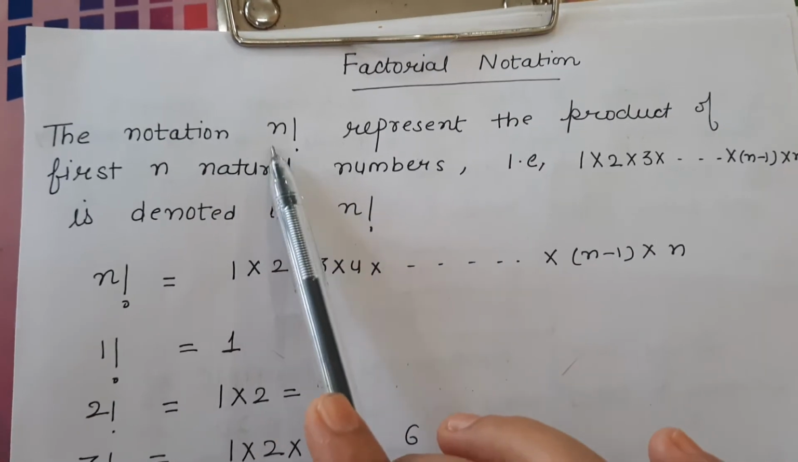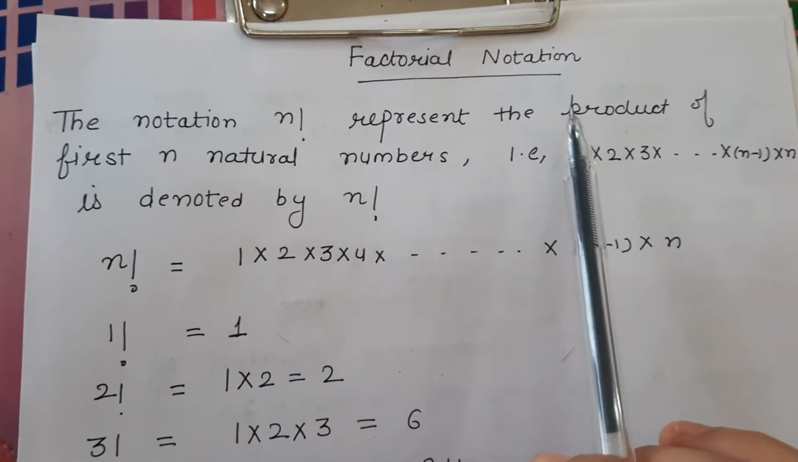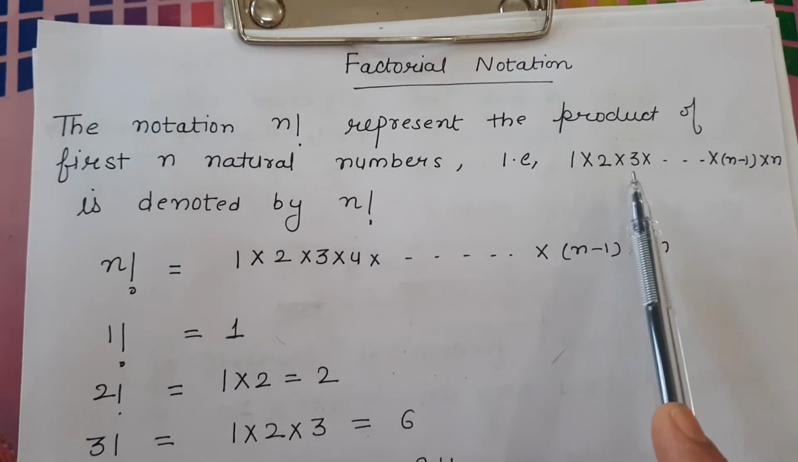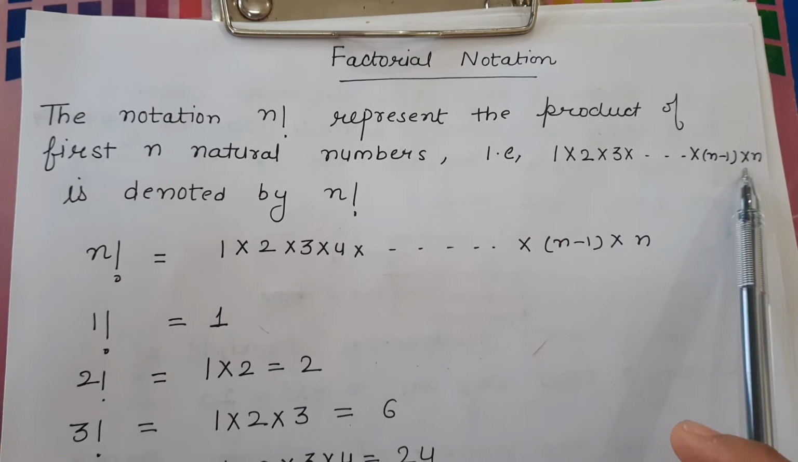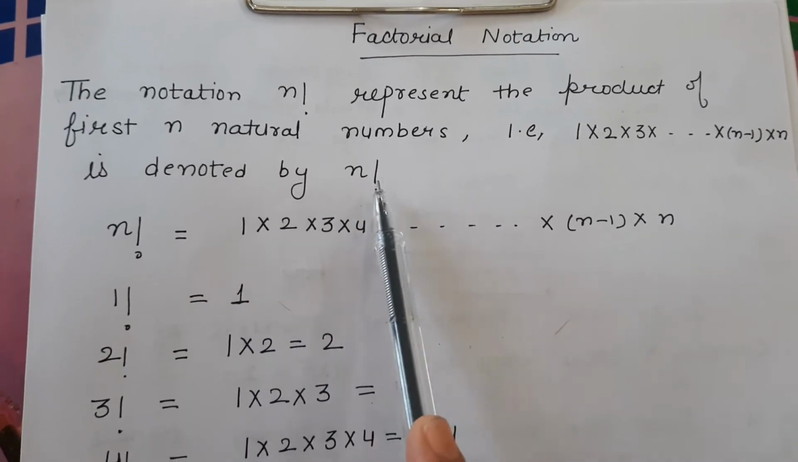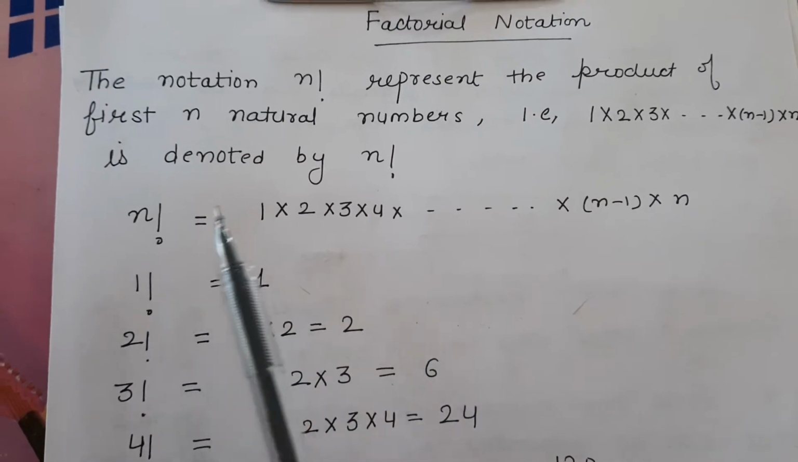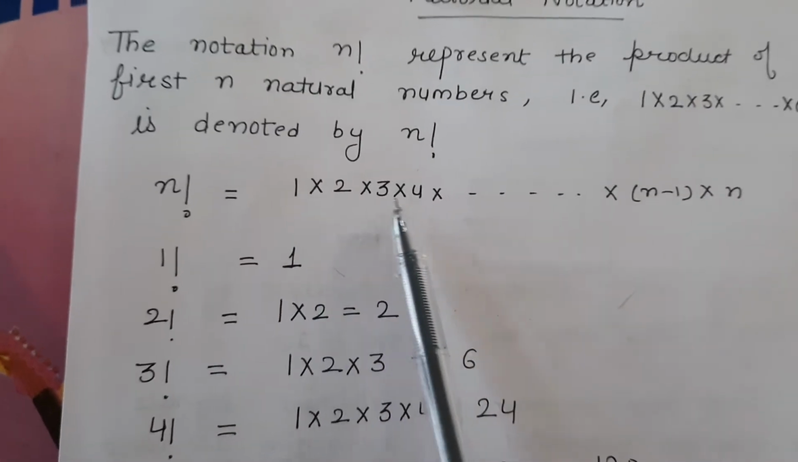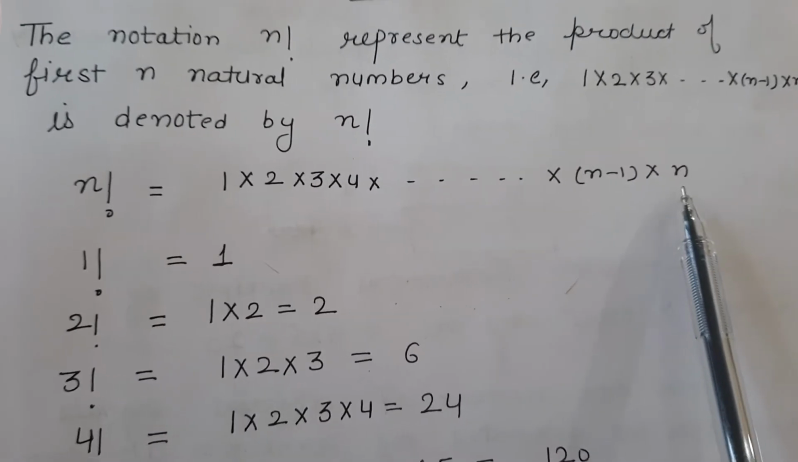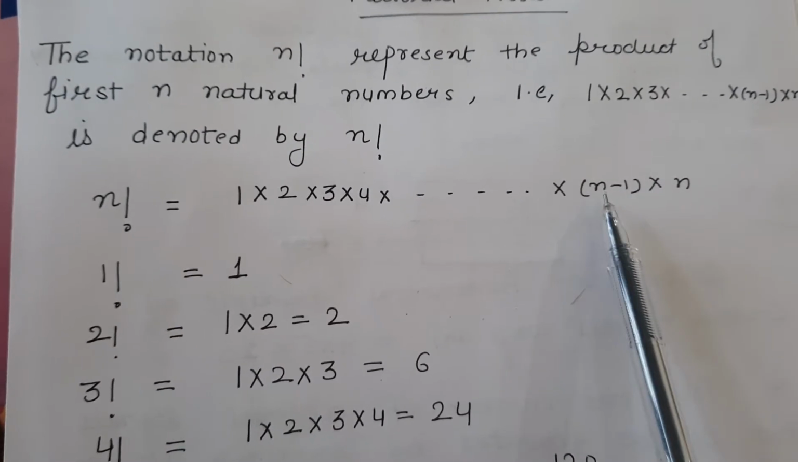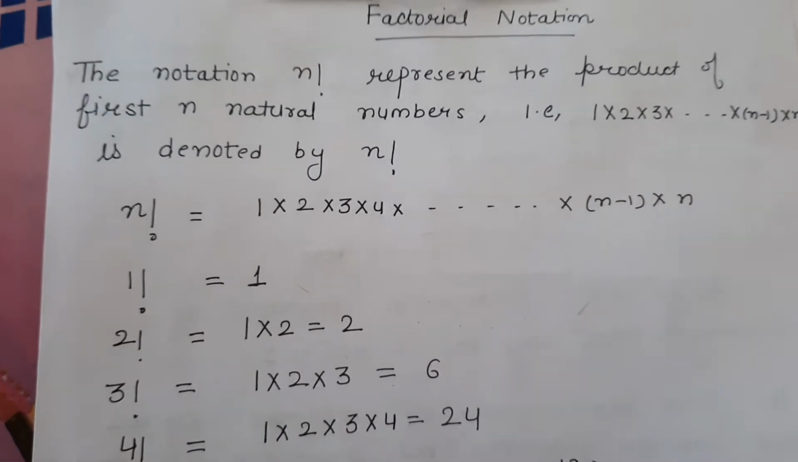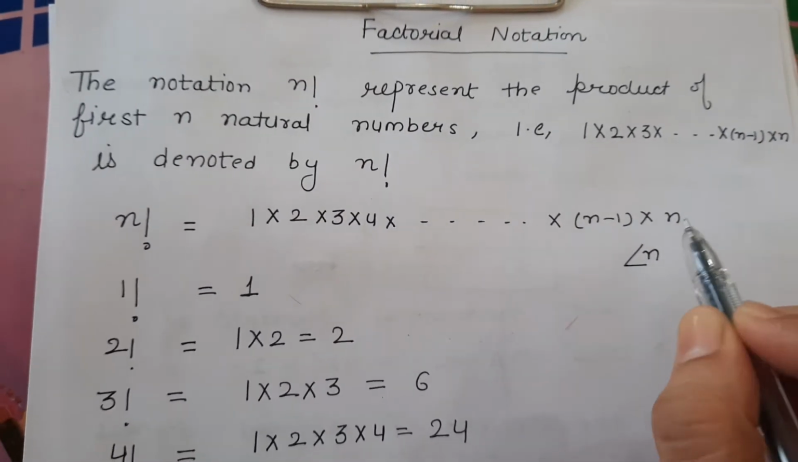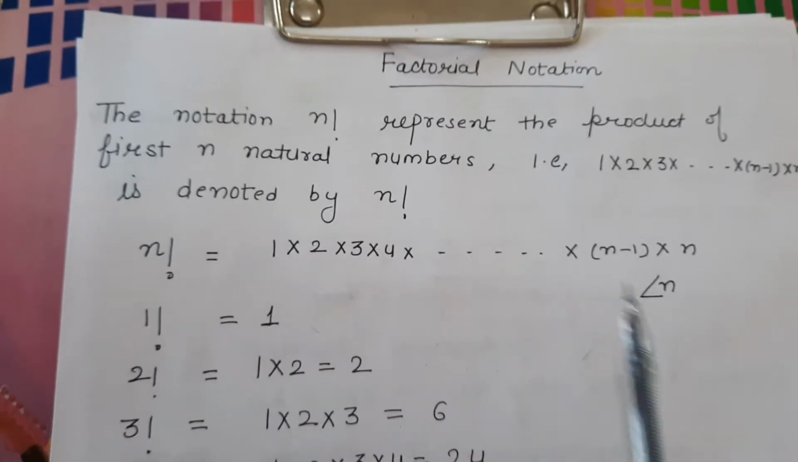Now, the notation n factorial represents the product of the first n natural numbers, that is, 1 into 2 into 3 up to so on n is denoted by n factorial. So n factorial is the product of the first n natural numbers. So you have 1 into 2 into 3 into 4 up to so on, the last term is n, and before n we have n minus 1. In some books it is also written like this. Both symbols are used for factorial.